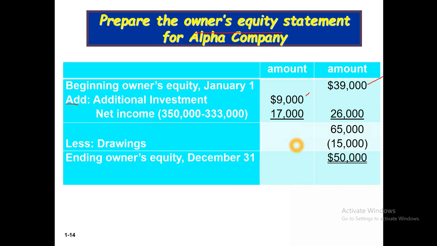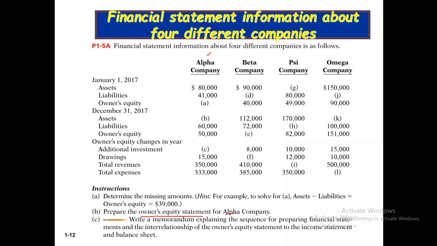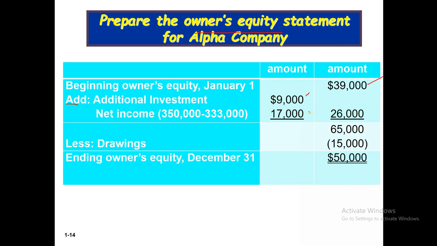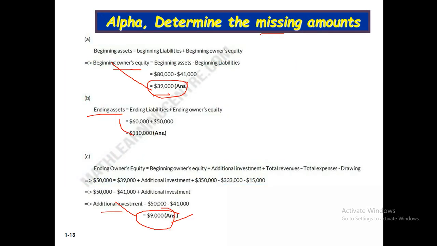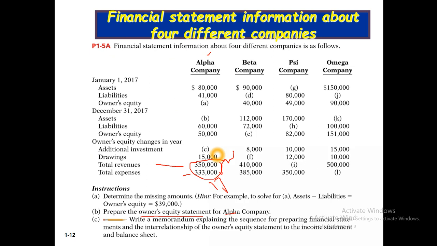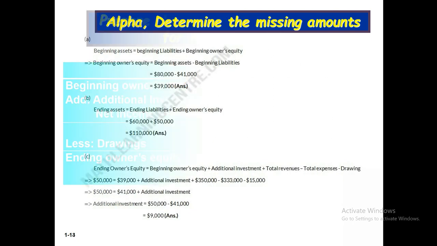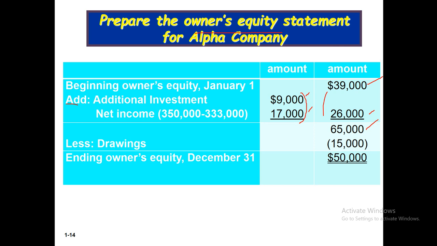And net income, you know, net income will be that means revenue less expenses. The revenue less expenses here will be 17,000. Here will be 70,000 as our net profit. So these two figures will be this figure, and after addition this two figure will be this figure. Okay. Now drawing. According to the question, we have drawing this figure, 15,000. So 50,000 will be subtracted from this figure. So we are getting ending owner's equity 50,000.